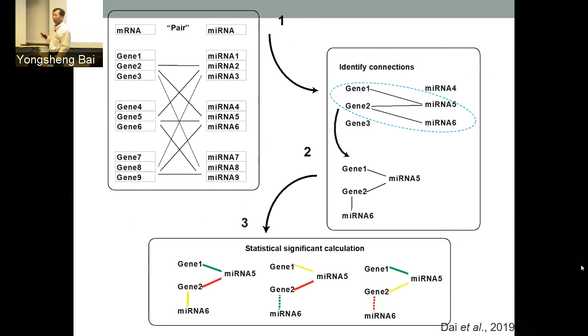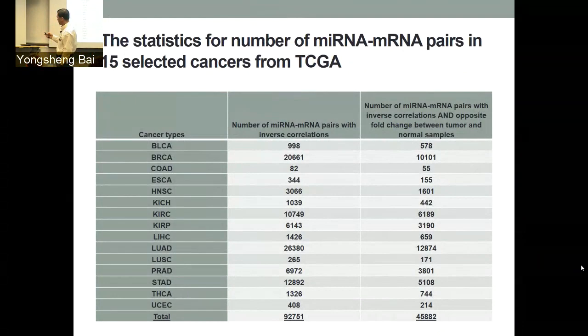This is a very routine result, showing how many microarray and mRNA pairs have inverse correlation for all the cancers. For example, for BLCA, we have 998 pairs. When we also consider the opposite fold change between tumor and normal samples, we reduce the number to 578, because this perhaps means additional information for these pairs: not just anti-correlated, they are also expressed oppositely.